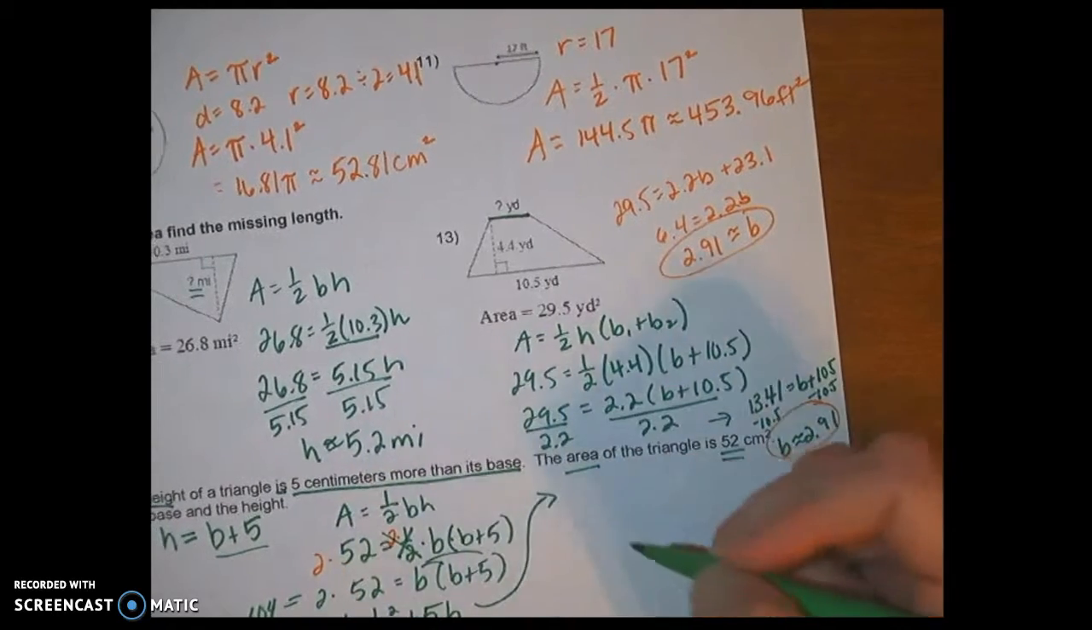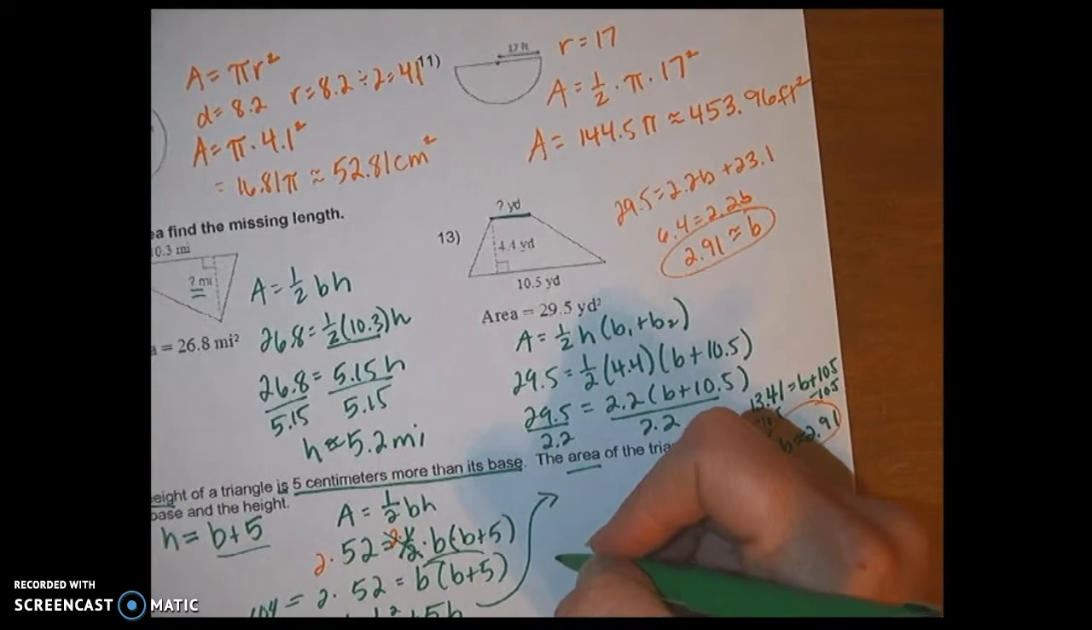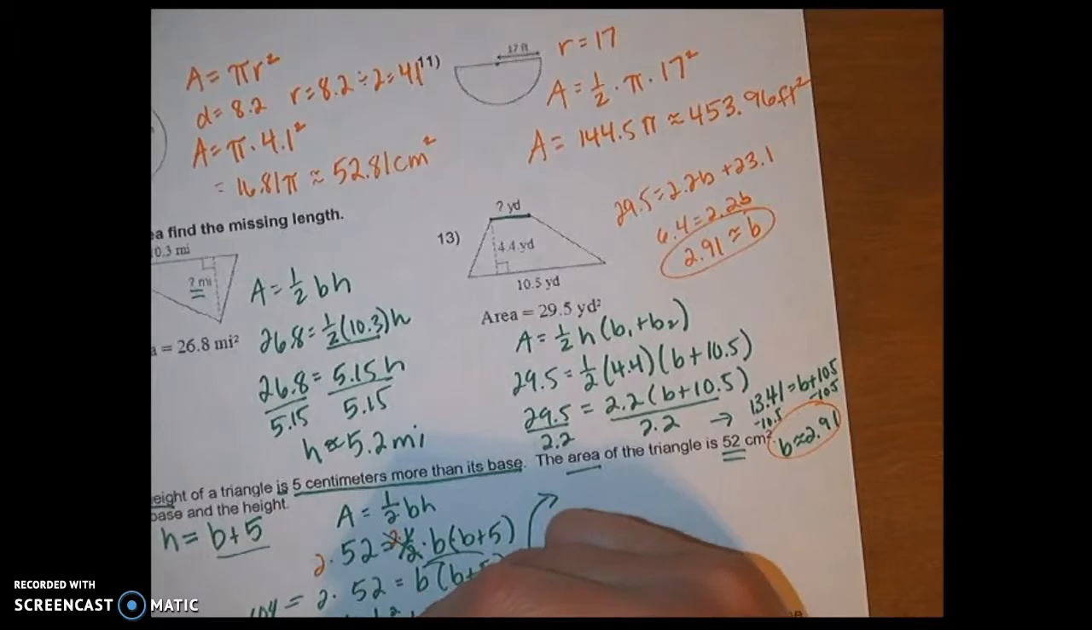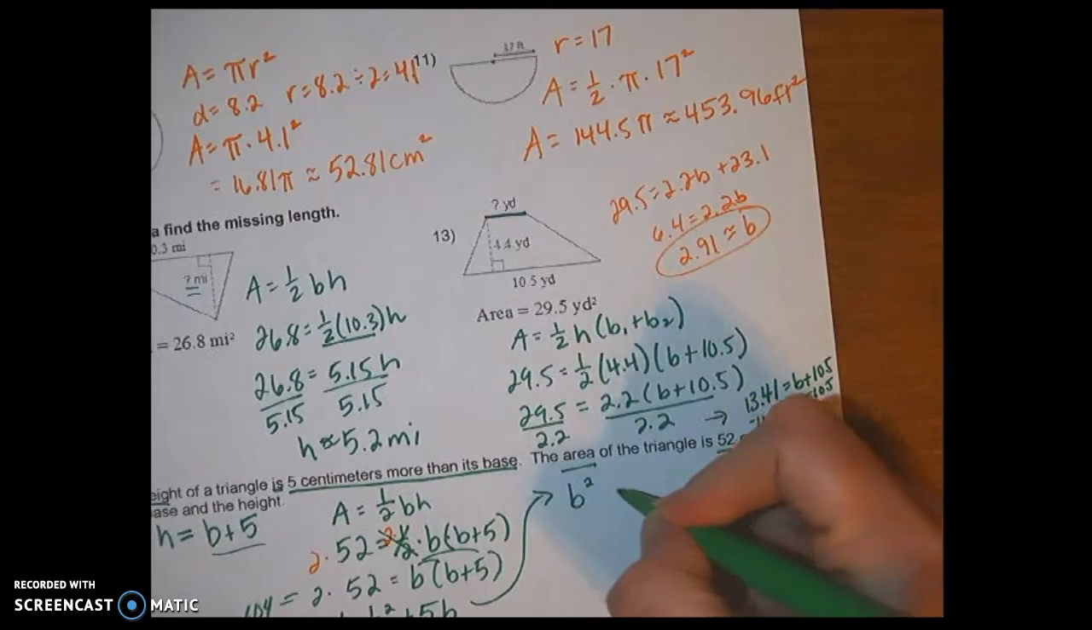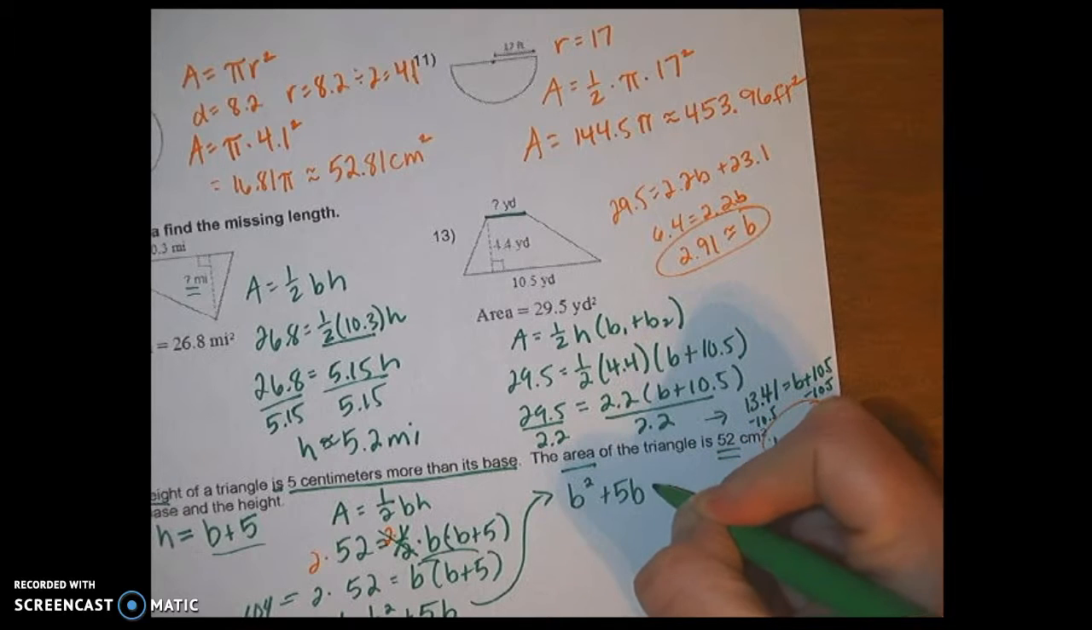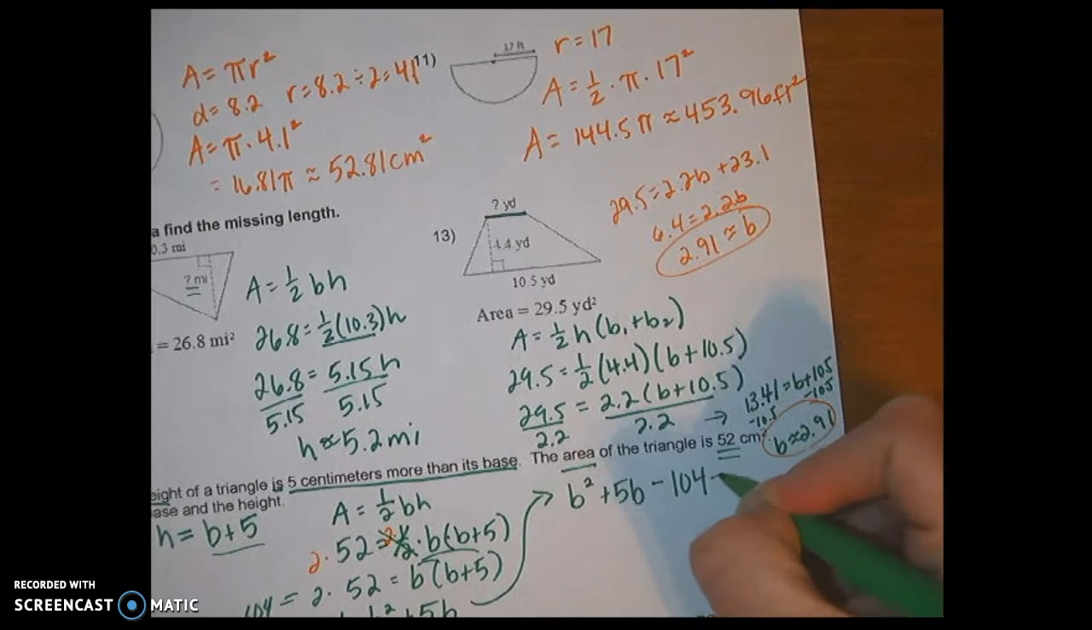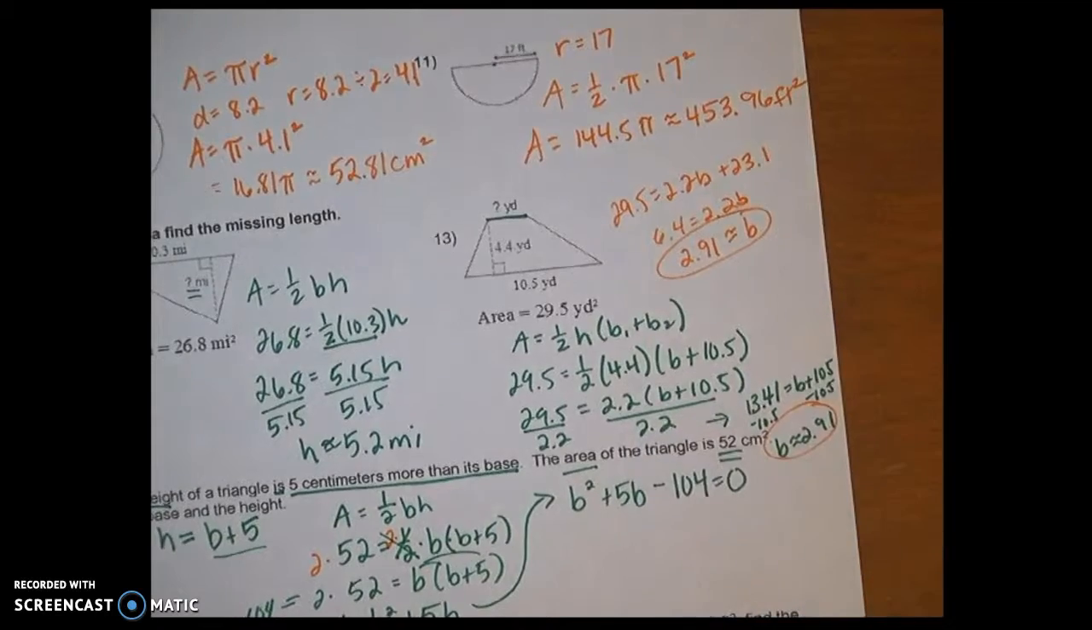I'm sorry, not by itself. You need to get that 104 that's by itself over. So I'm going to subtract 104 over. I have b squared plus 5b minus 104 equals 0.